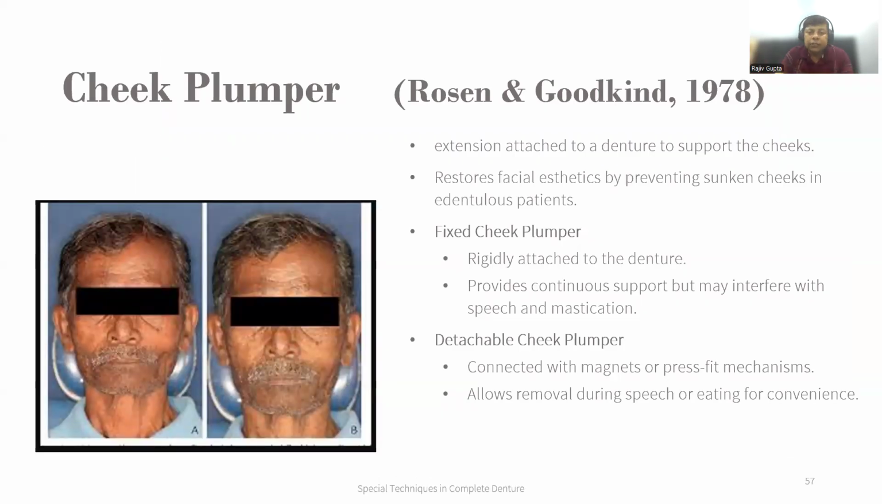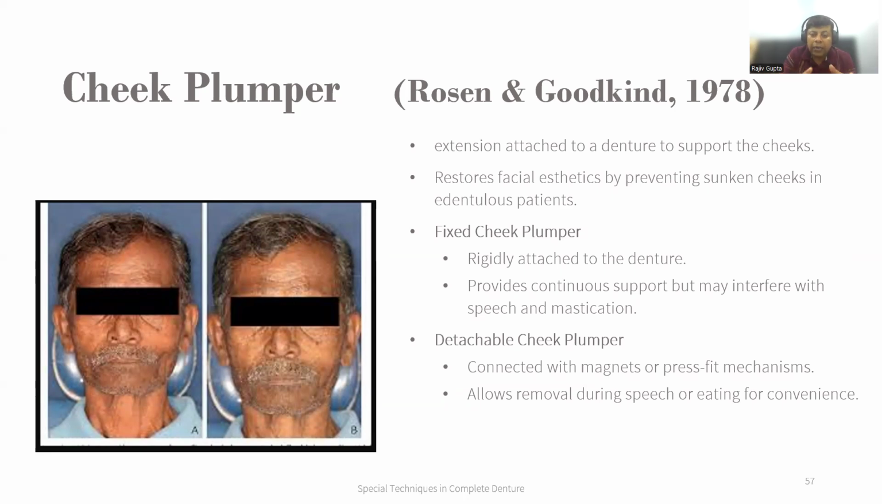Another special condition is the cheek plumper, which was introduced by Rosen and Gutmann. It is basically for a patient who has very sunken cheeks. Even if we give a denture to the patient, it will not support the sunken cheeks, and the patient will have a very old or elderly look. So in that particular case, the cheek plumper can be a remedy for that particular patient.